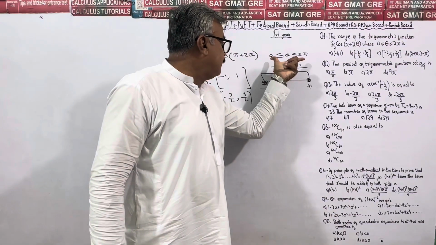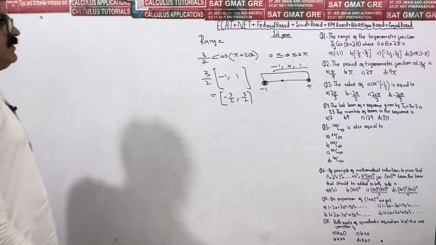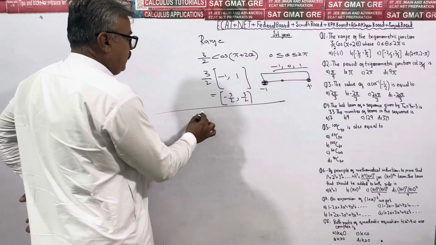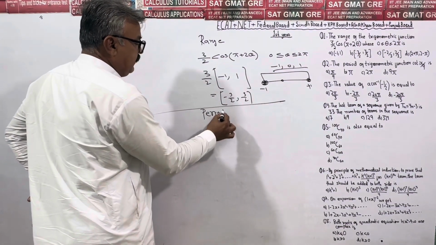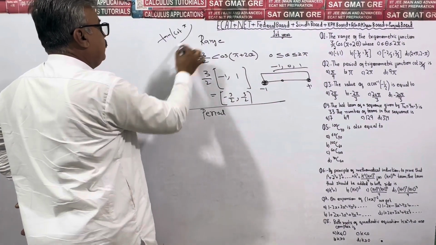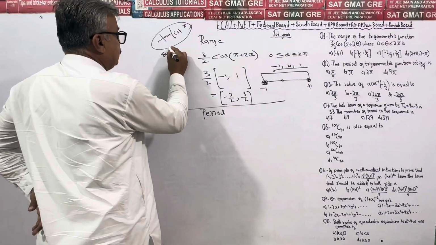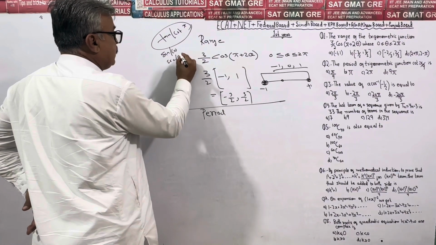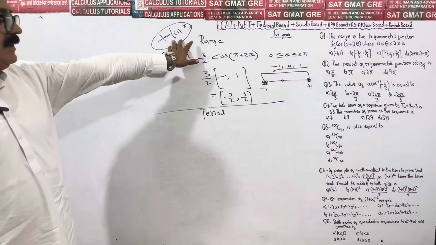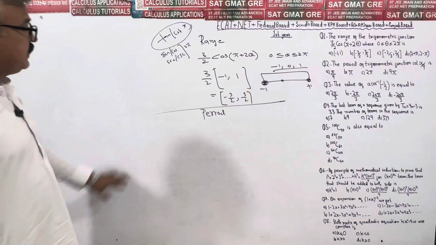This period is defined 0 to 2 pi, that is the period of cosine. Let me give you an idea how to find the period of such types of function. Normally, the period of tan and cot is pi. The rest four functions, sine, cos, sec and cosec, their period is 2 pi.